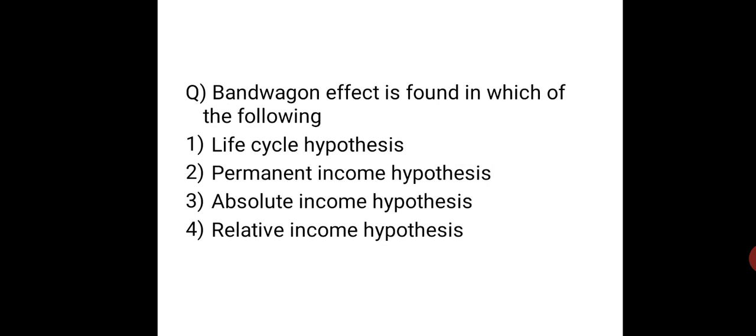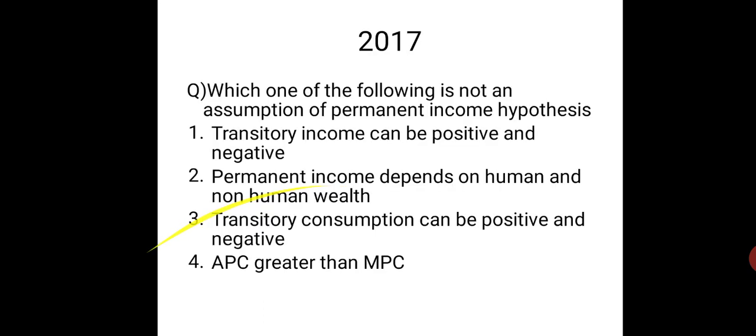We know that the relative income hypothesis by James S. Duesenberry is where they talk about that demonstration effect. We always tend to copy our neighbor, or we always have a tendency to compare our consumption pattern with that of our neighbor. So the answer has to be 4, that is relative income hypothesis.